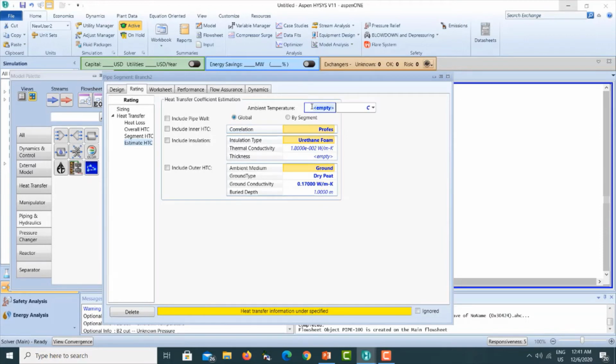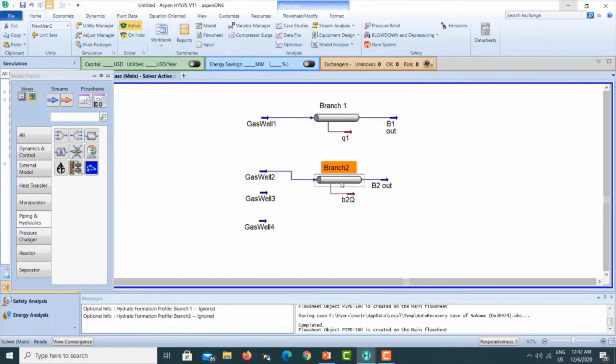The temperature, this one is 5 degrees Celsius. What else do we need? We need to include the walls, include the inner heat transfer coefficient and outer heat transfer coefficient, and we are not marking or checking the include insulation part because it is not insulated. We leave the rest of the information the same, we don't need to change. This one is done. So we are done with 2 branches. Now let's talk about, so we're done with this one.